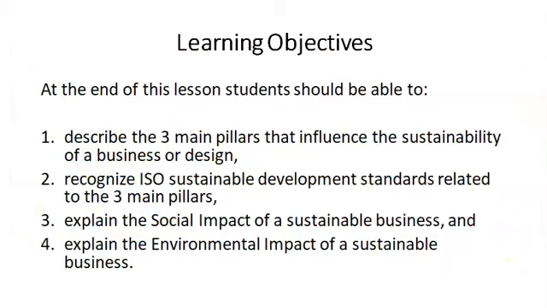Learning Objectives. At the end of this lesson, students should be able to: 1. Describe the three main pillars that influence the sustainability of a business or design. 2. Recognize ISO Sustainable Development Standards related to the three main pillars. 3. Explain the social impact of a sustainable business. And 4. Explain the environmental impact of a sustainable business.